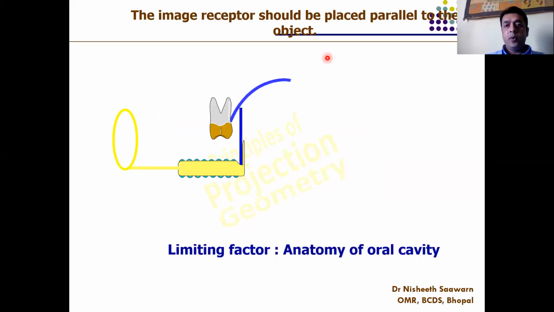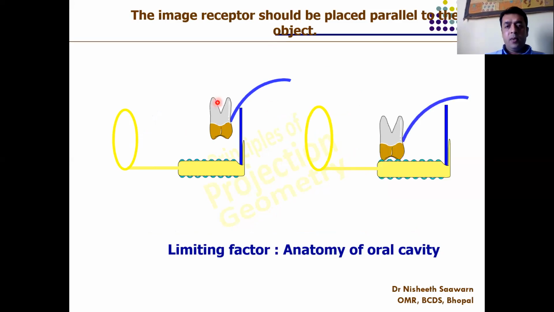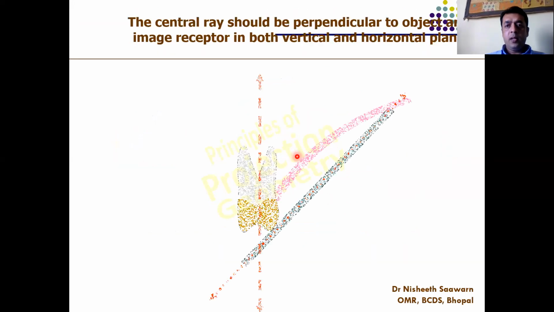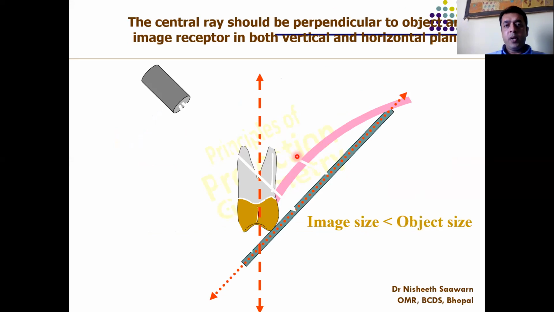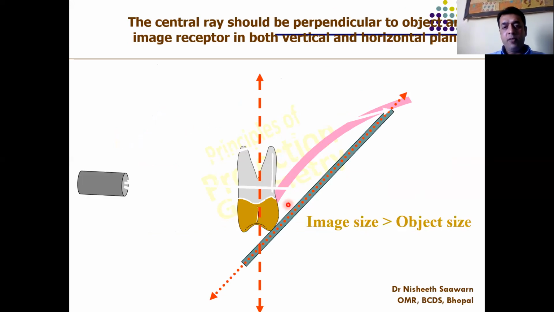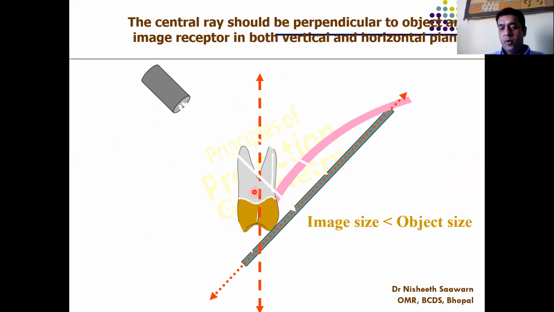Second criteria I told you, the same thing, the parallel thing. How do we make it parallel? We make it parallel with the use of film holders. Okay, this is a film holder. Then the central ray should be perpendicular to the object in the vertical and horizontal direction. That is, this is the central ray. It has to be perpendicular to both the tooth and the film, and see here they are not parallel. I mean, this ray is not perpendicular, so we'll not get a good image.